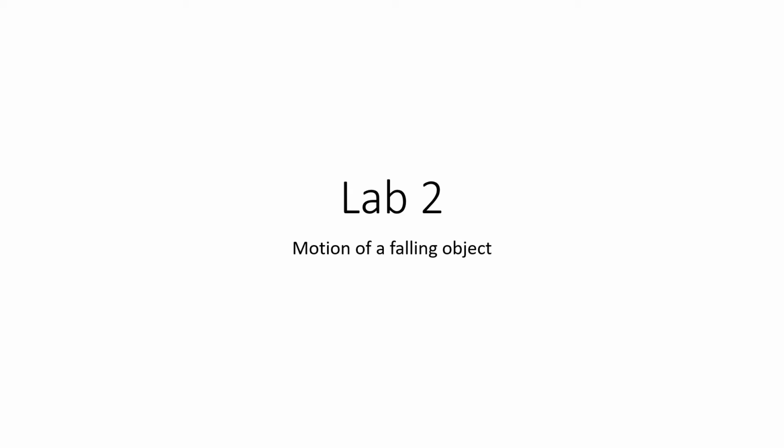Lab 2, the motion of a falling object. In this lab, we set up two models based on different assumptions but the same fundamental principle, which yield different predictions, and compare them to the actual motion of the equivalent falling object and see which model yields which results.